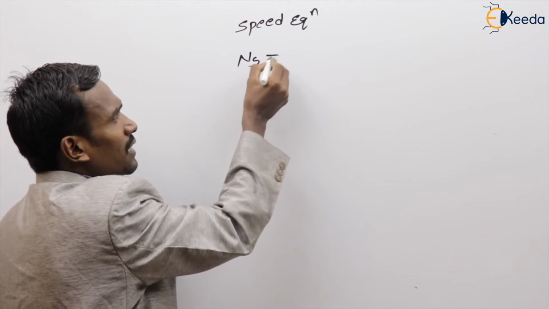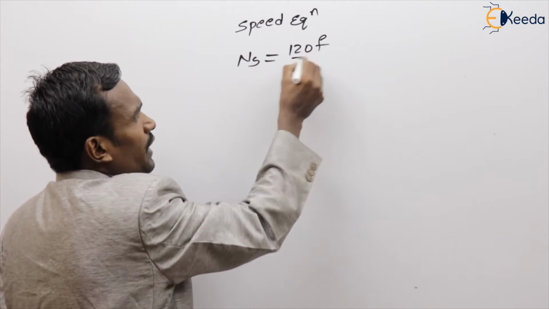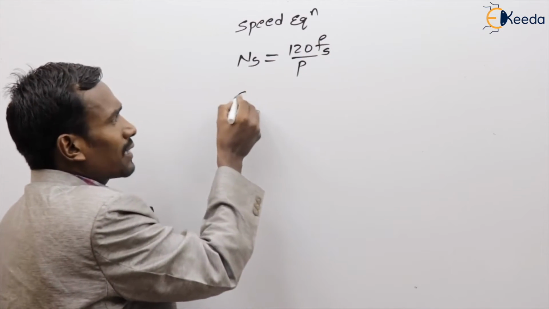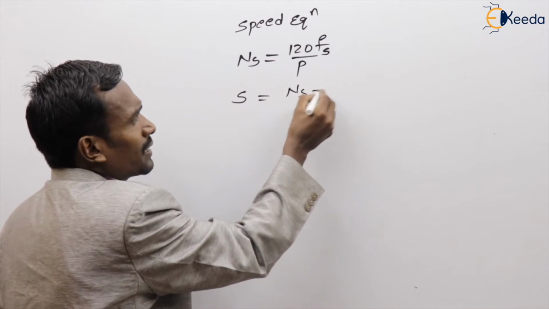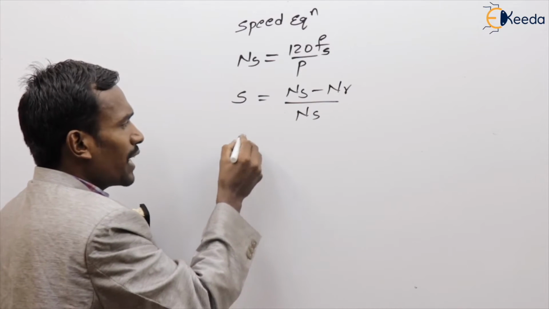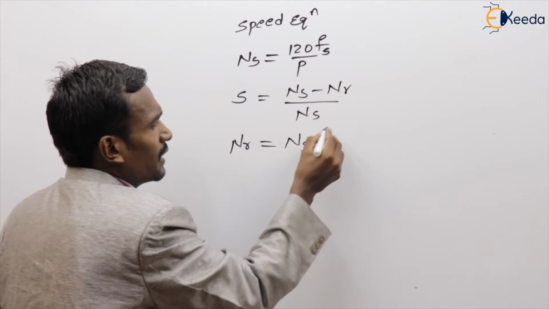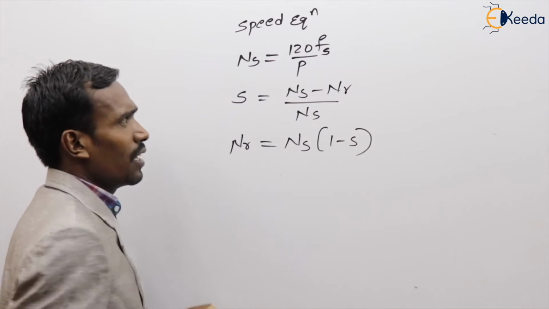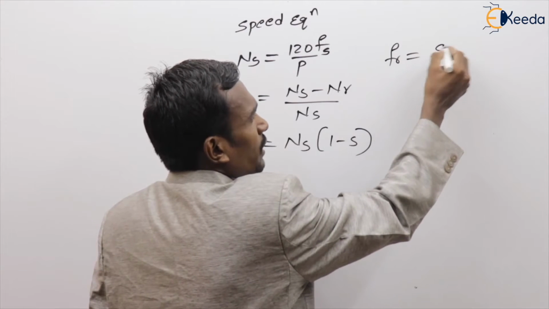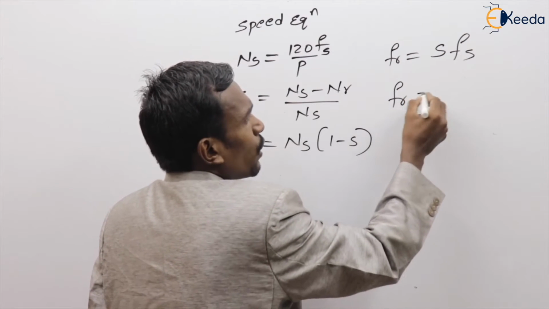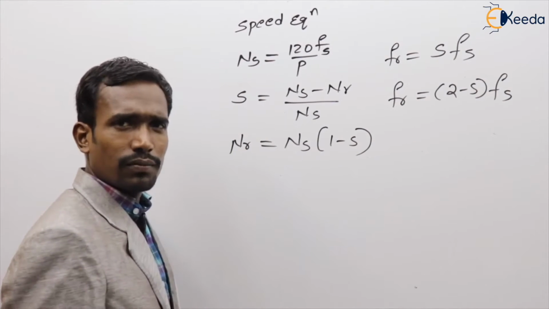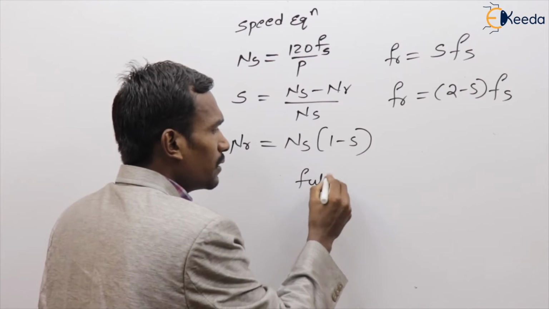First one, Ns is equal to 120 f by P, where f is the supply frequency, and slip s is equal to (Ns minus Nr) by Ns. From this, rotor speed Nr is equal to Ns into (1 minus s). Next, rotor frequency for positive sequence is s into fs. Rotor frequency for negative sequence is (2 minus s) into fs.